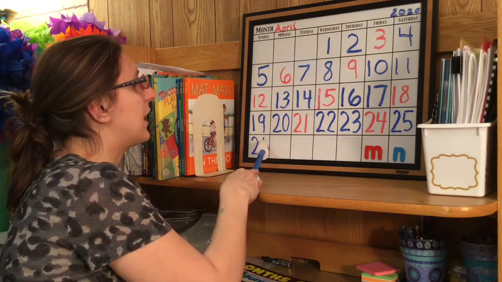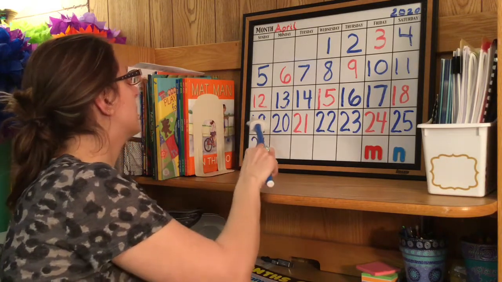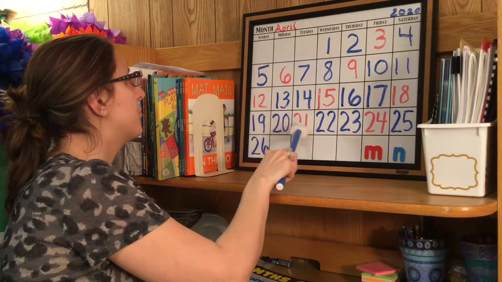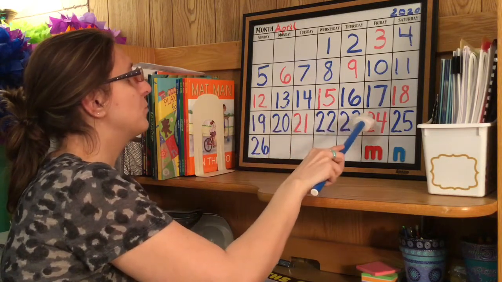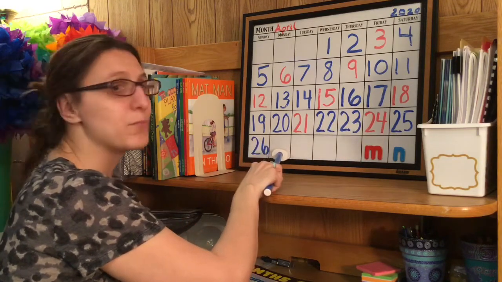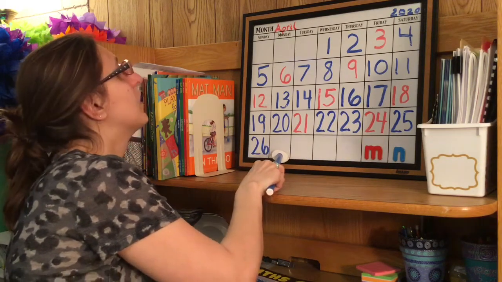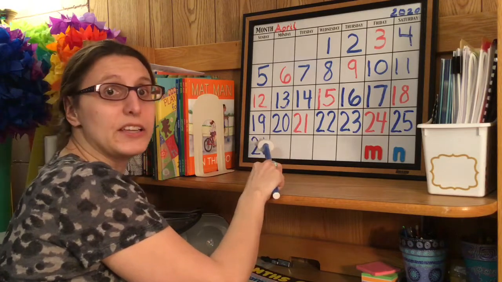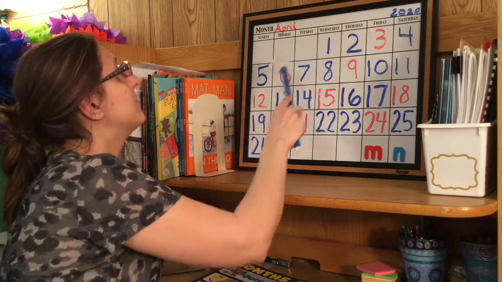Let's take a look at our pattern. Blue, blue, red, blue, blue, red, blue, blue. Today must be red. We need to figure out what number we need. Let's count. Let's find number 1.